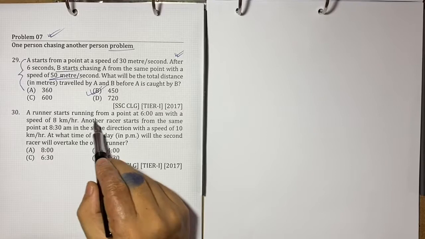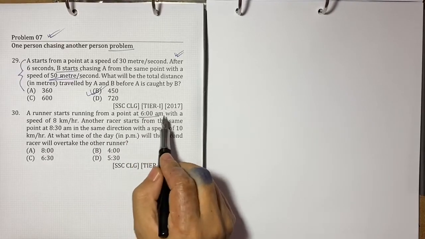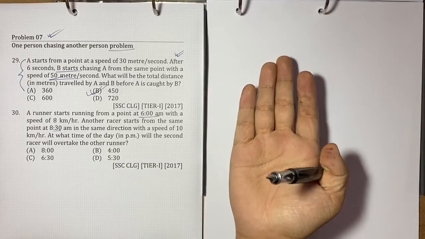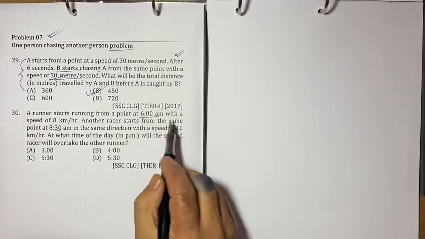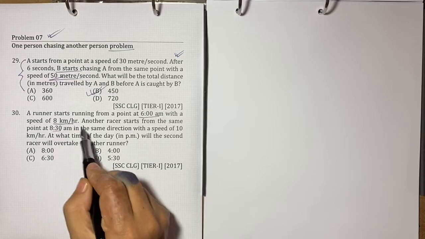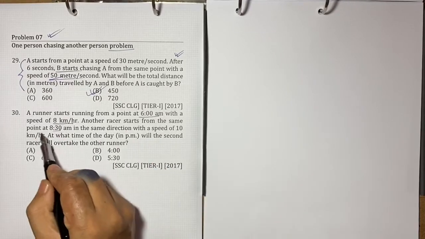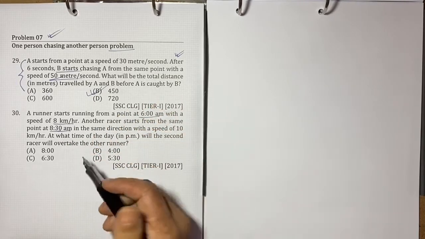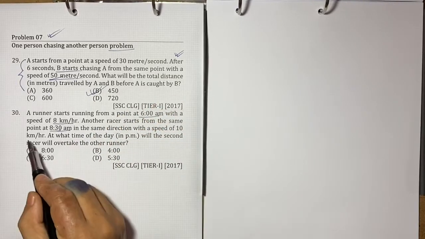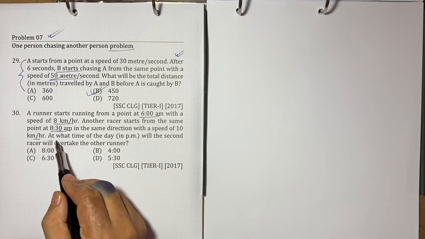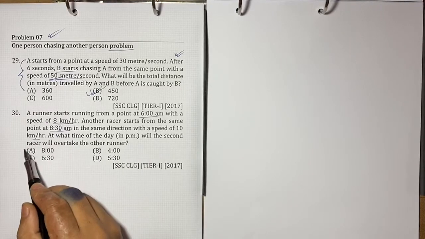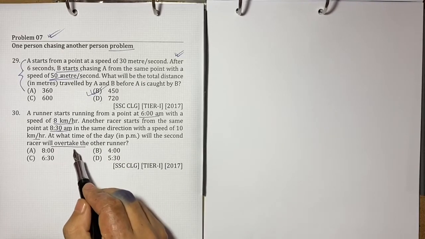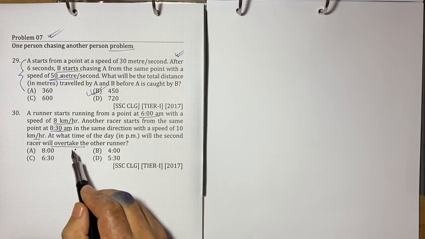A runner starts running from a point at 6 a.m. with a speed of 8 km per hour. Another racer starts from the same point at 8:30 a.m., that means after 2.5 hours, in the same direction with a speed of 10 km per hour. At what time of the day will the second racer overtake the other runner?